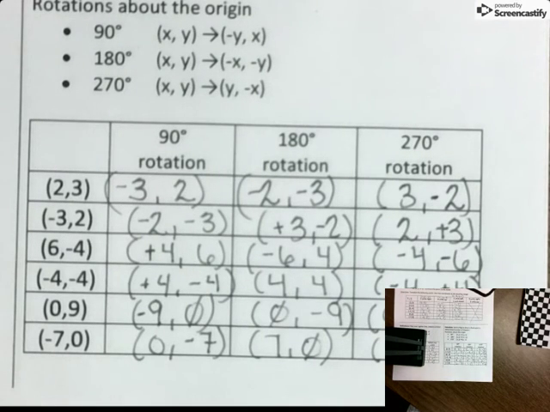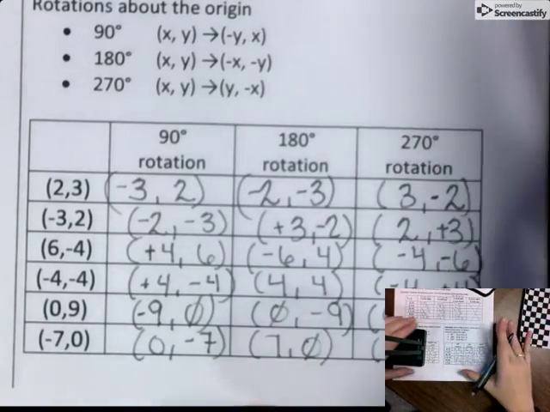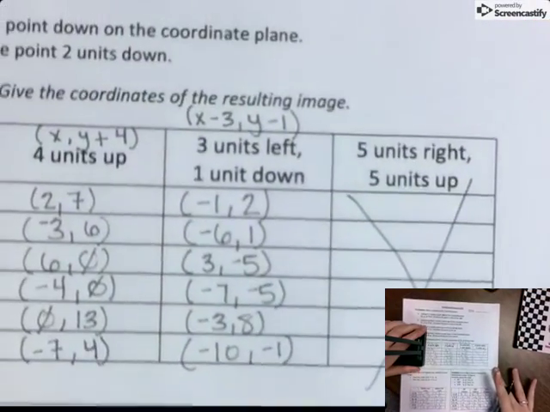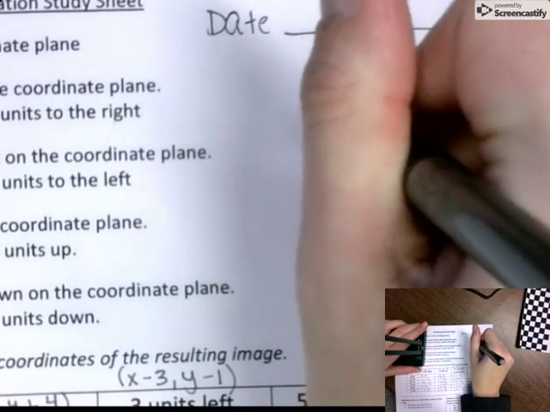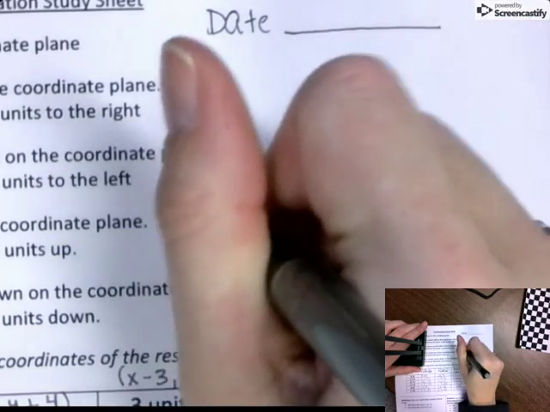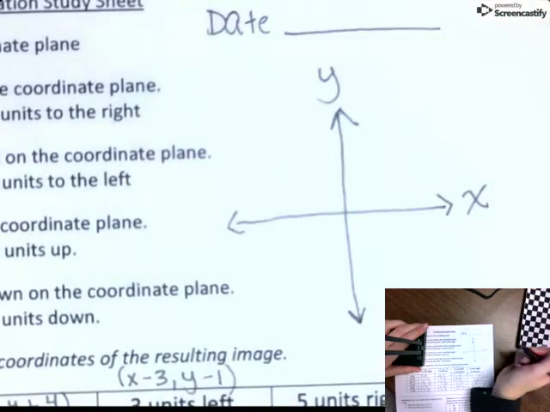Also, let's put this up here really fast, because it's something that I've noticed we're struggling with still, some of us. This is the x-axis. This is the y-axis. So keep that in mind.